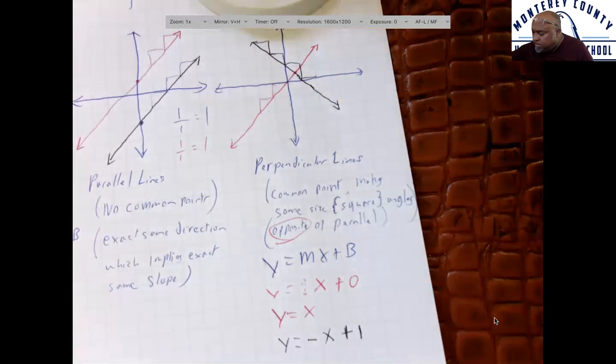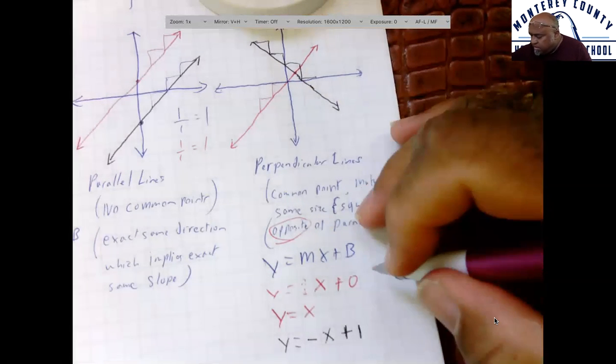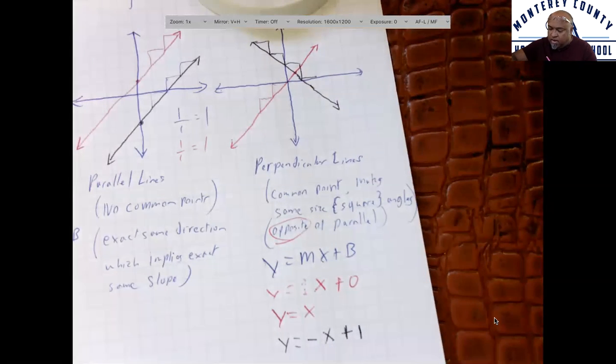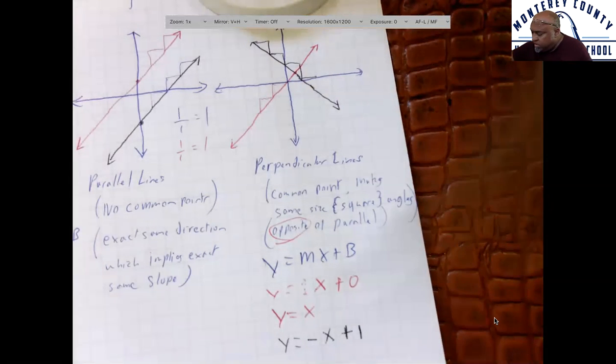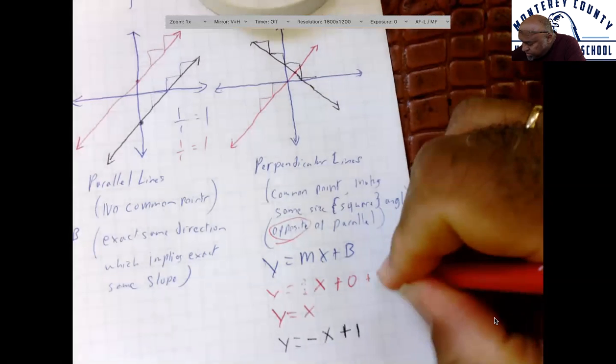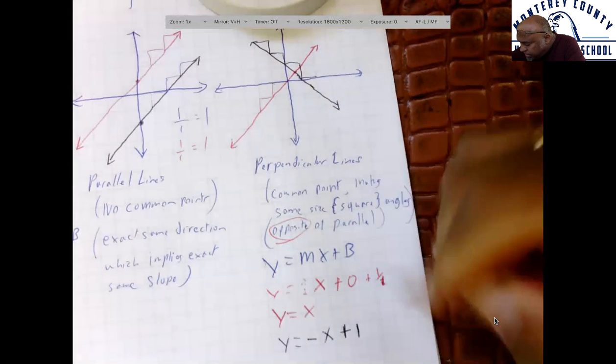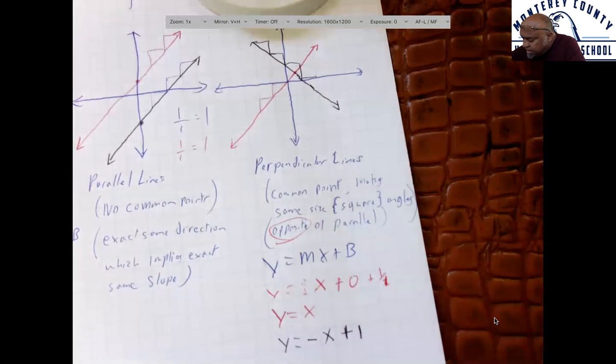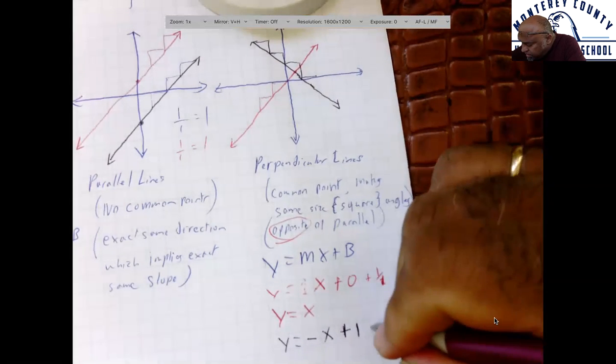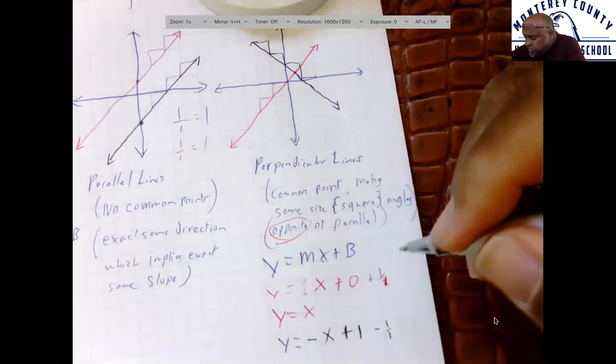So, if you look at them, the slope for the red line is positive 1 over 1. For the black line, the slope is negative 1 over 1.